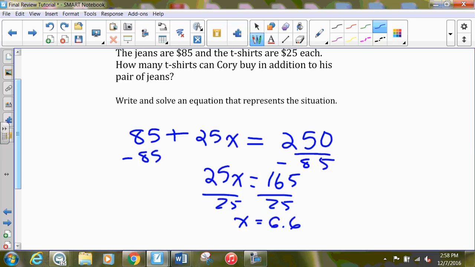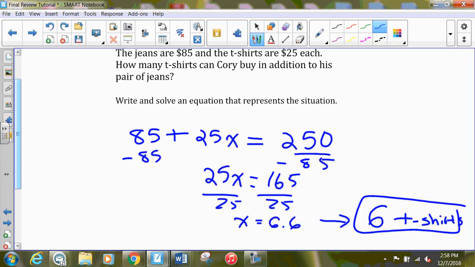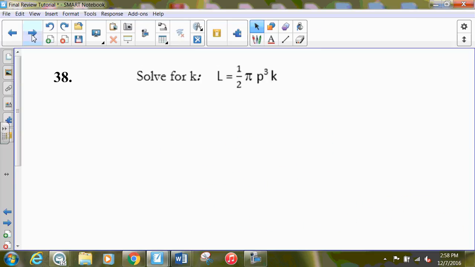Question, can he go up there and put his pair of jeans on the counter, put his 6 shirts, and then take the 7th one and rip it so that it's a 0.6 t-shirt, put it on the counter and say, okay, I got the money for all this? You can't buy a 0.6 t-shirt. So in this case, we're not going to round up and say, oh, you know what, it's okay, Corey, buy 7. No, he doesn't have the money for 7. So in this case, we have to round down. Corey almost had enough for 7, but he really could only afford 6 t-shirts.